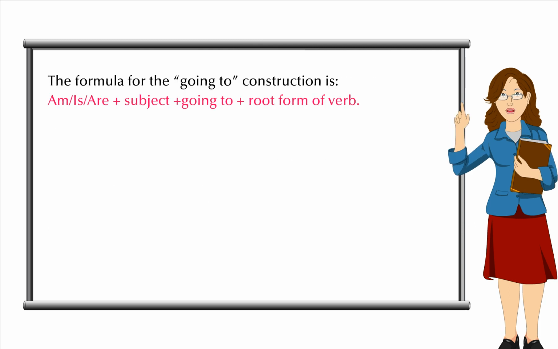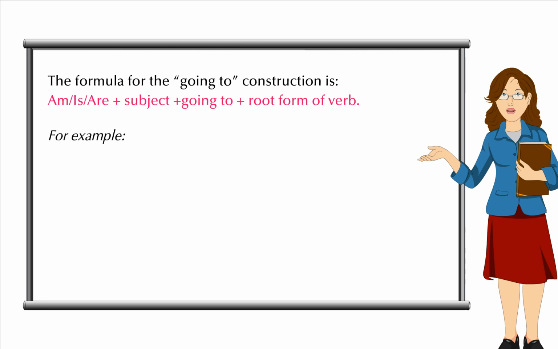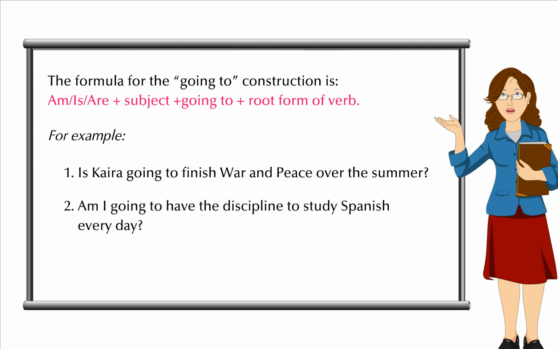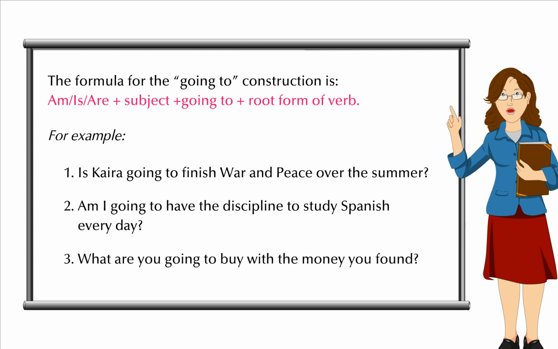The formula for the going to construction is am, is, are plus subject plus going to plus root form of verb. For example, number 1. Is Kaira going to finish War and Peace over the summer? 2. Am I going to have the discipline to study Spanish every day? 3. What are you going to buy with the money you found?